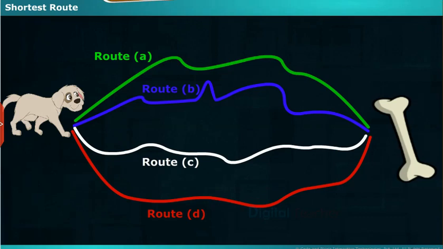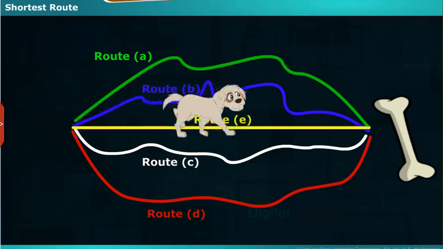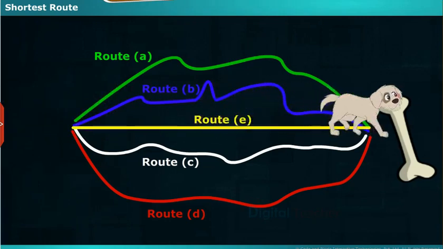Can we find any other shortest route which makes it easy for the dog to reach the bone? Yes, we can. If we look at route E, that is the shortest of all the routes.